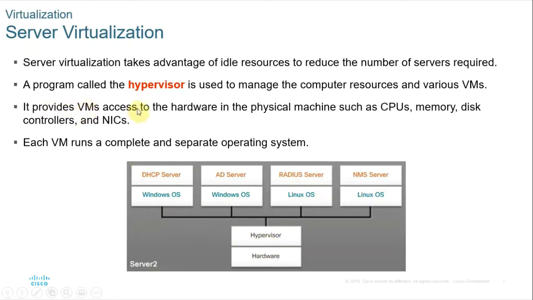It provides VMs access to the hardware in the physical machines, such as CPU, memory, disk controller, and NIC. Each virtual machine runs a complete and separate operating system. As you see in the diagram, we have the Windows operating system, which runs a complete and separate operating system. We may have a separate Mac operating system as well as a Linux operating system.